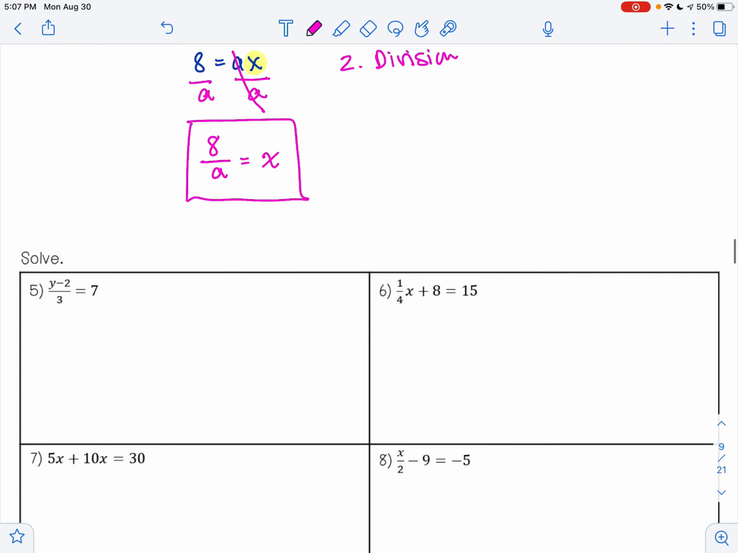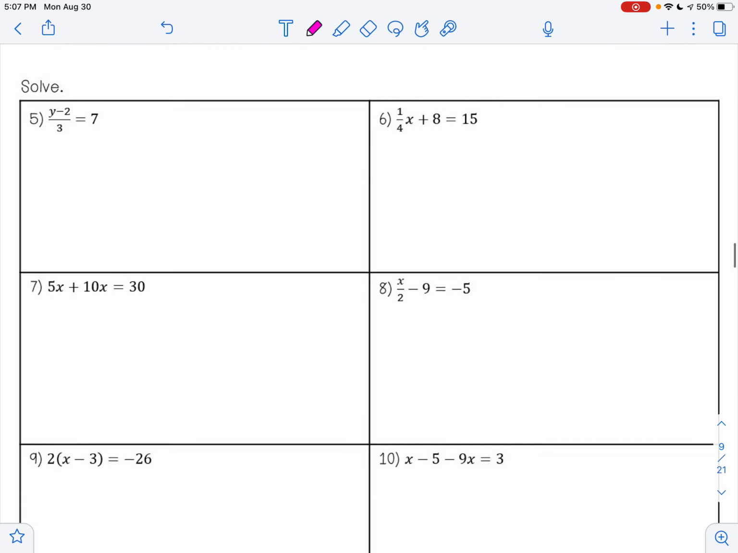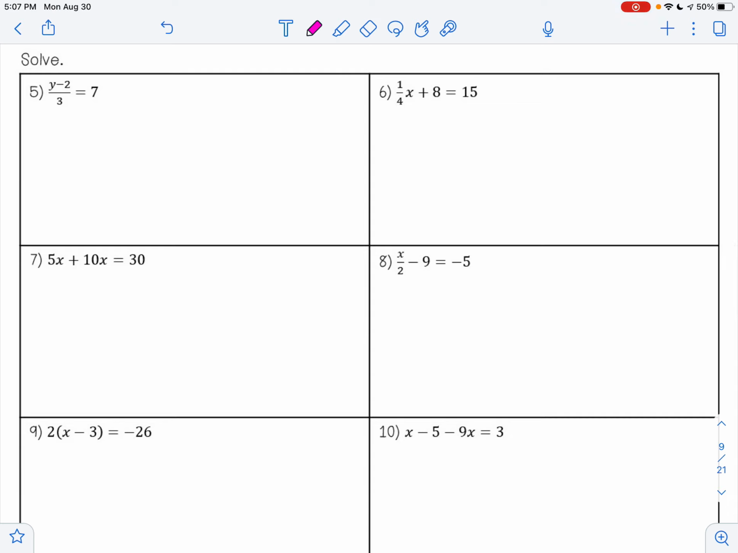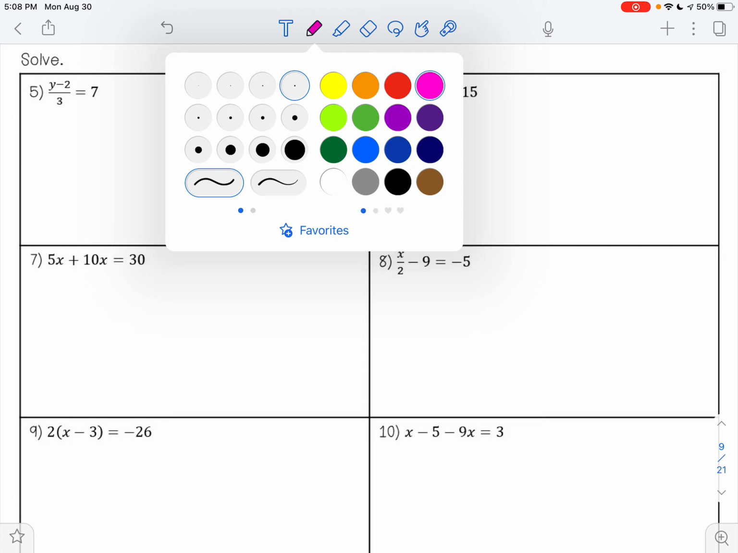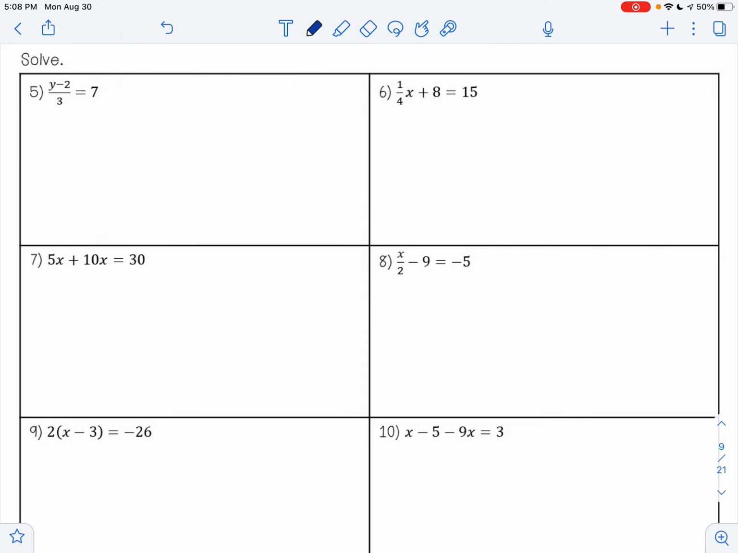Let's look at these examples down here. It says solve. So I have y minus 2 divided by 3 equals 7. The first thing that I want to do here is I want to get rid of this fraction. Because I know a lot of you guys don't like fractions. And that's okay. We can make them go away. I'm dividing by 3. The opposite of division is multiplication. So I'm going to begin by multiplying both sides by 3.